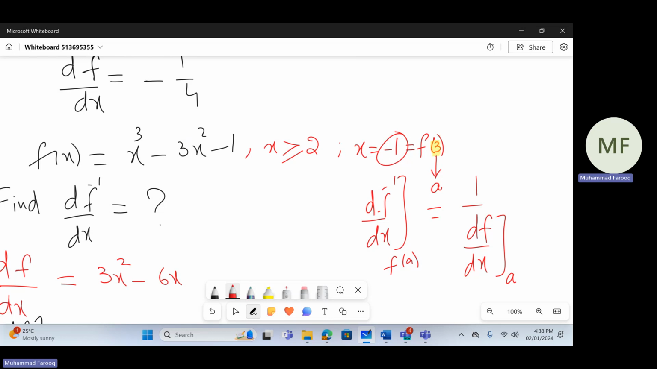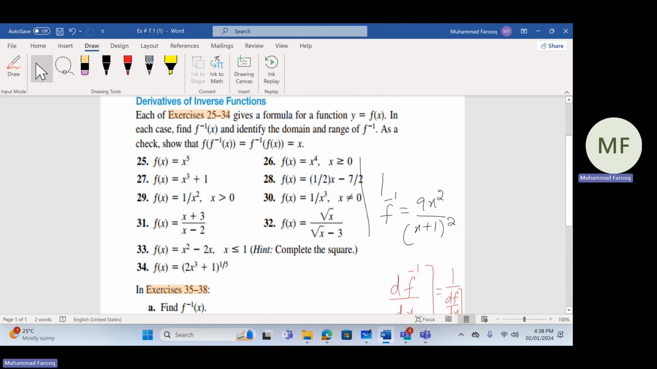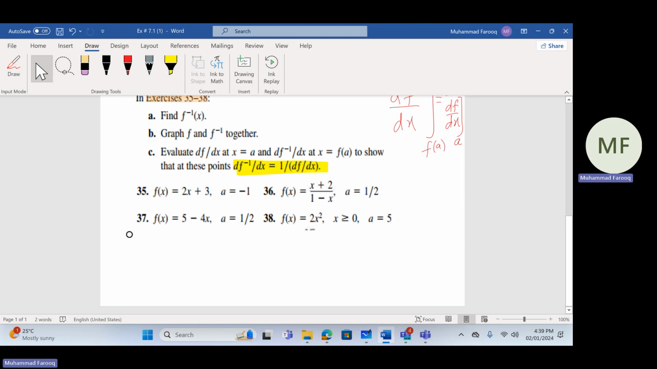Okay, let's try another question without A. Without A, we have done many questions. Look here, these questions are all without A. This is for topic 1, with no point. So what we did: first we find the inverse and then we differentiate. Here, when you have a point, no need to find the inverse. Directly find the function derivative at A and in the last flip it. That's it. Clear enough?